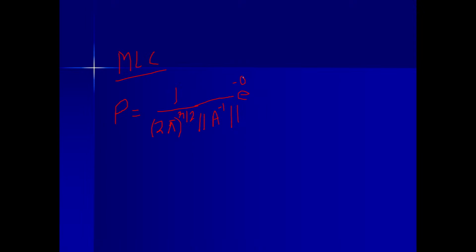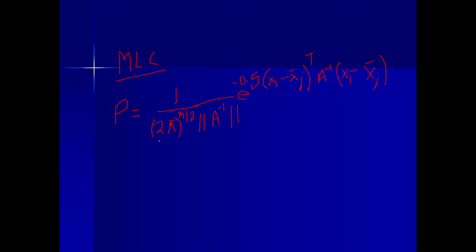minus 0.5, bracket, xi minus xj bar, transpose of this vector difference, and then A inverse, xi minus xj bar. So here you are getting the probability formula.